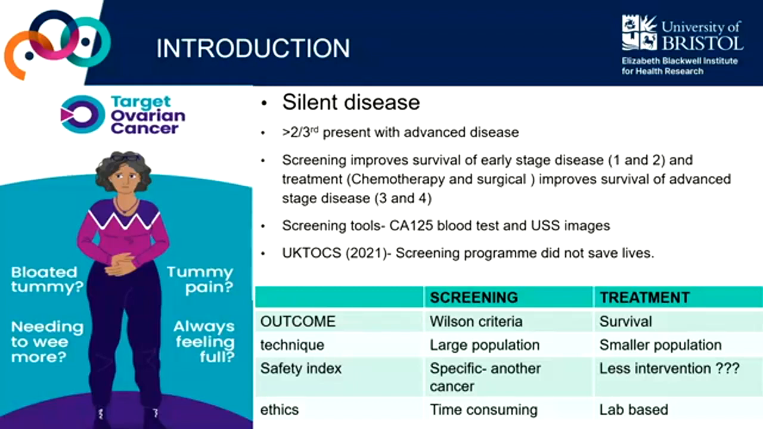So what do we already know about ovarian cancer? We know that screening improves survival in early stages, and treatment improves survival in advanced stages. So what has been done so far with screening? They've used two important tools: a blood test, CA125, and ultrasound images. The study is called UKCTOCS, and what they found is that the screening program did not save lives in ovarian cancer. Unfortunately, that is what they found.